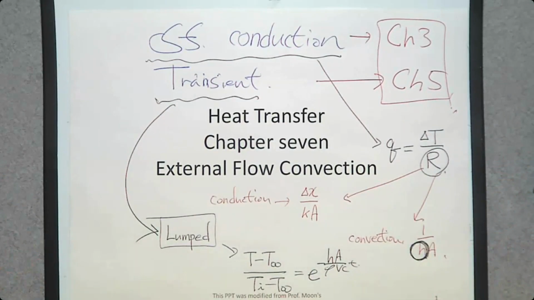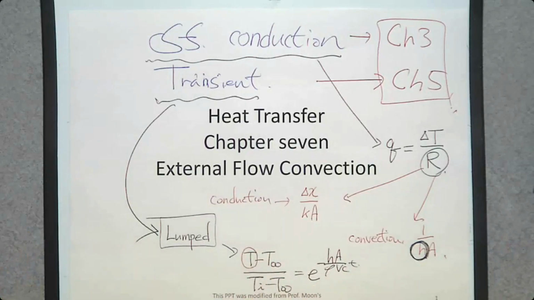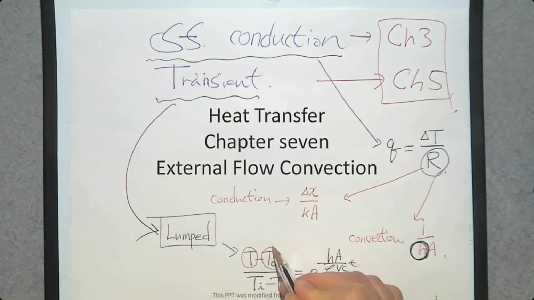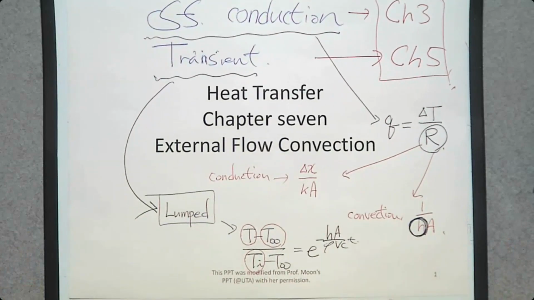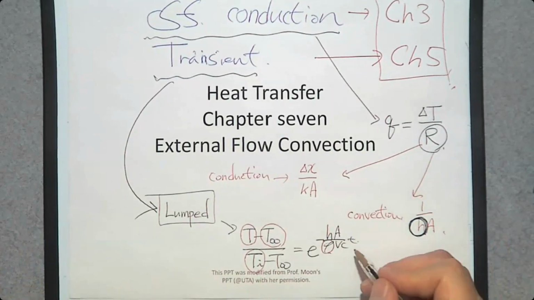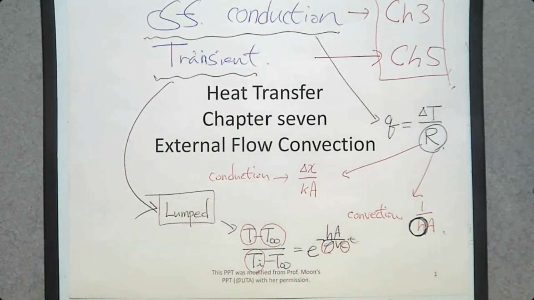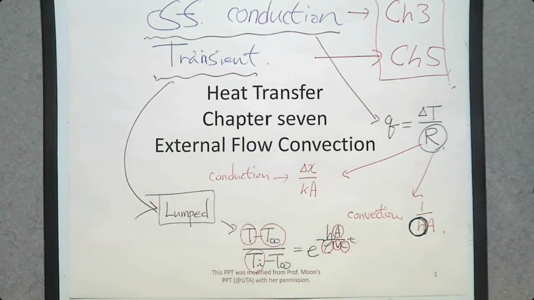This h was given in each problem in chapter 3. What about this lumped system analysis? This T is the temperature of the system at a certain time t, and T infinity is the surrounding fluid temperature. Ti is the initial temperature of the solid. Rho is density. You can find it from a property table. C is the specific heat, the same thing. V is volume. A is area. So you know everything. This time t is also known.